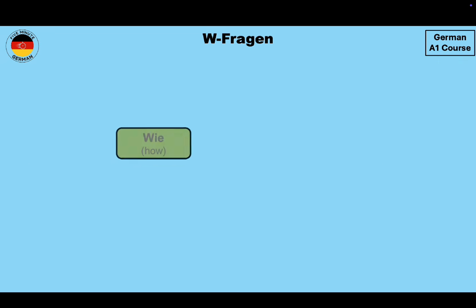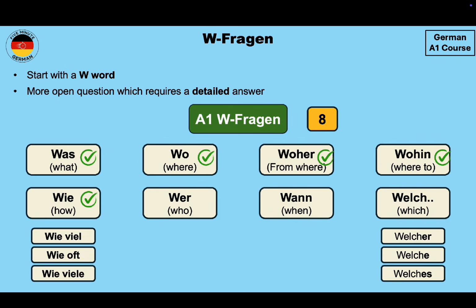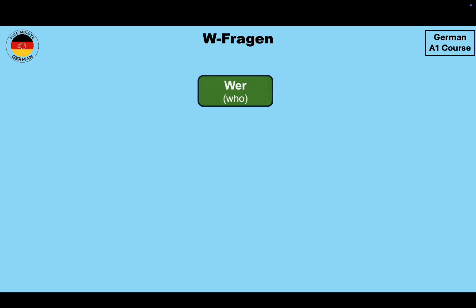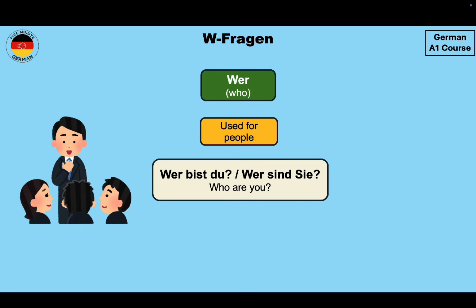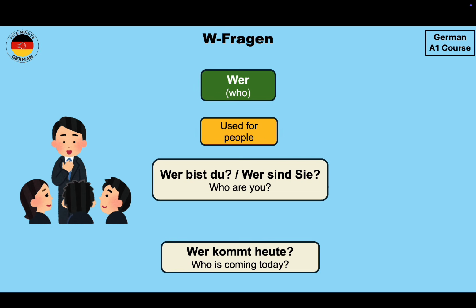Now moving along, we have the next W-Frage, which is wer. Wer means who, and it is used for people. So you can say "Wer bist du?" or "Wer sind Sie?", who are you, when you want to know about someone. Another example can be "Wer kommt heute?", who is coming today.